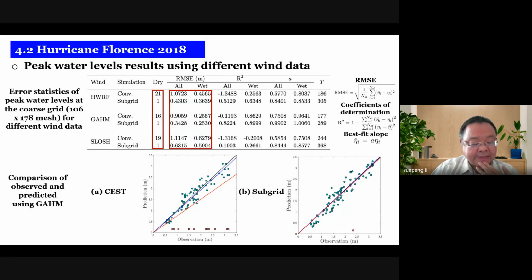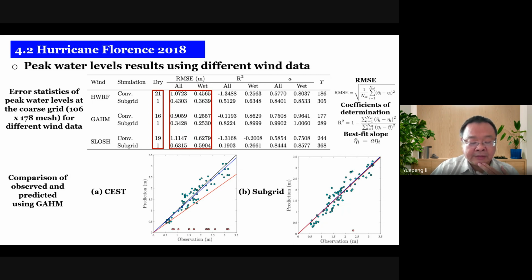The present study tests 3 wind products: HWRF, the generalized asymmetric Holland model, and the sludge wind field model. The coast grid simulation error metrics for different wind data are shown here. 3 error metrics are used to compare: root mean square error, coefficient of determination, and the best fit slope.